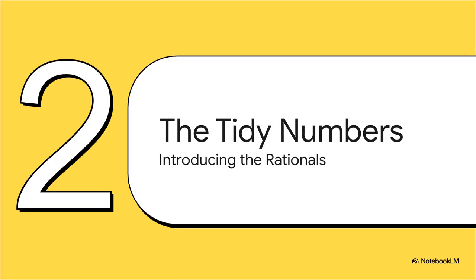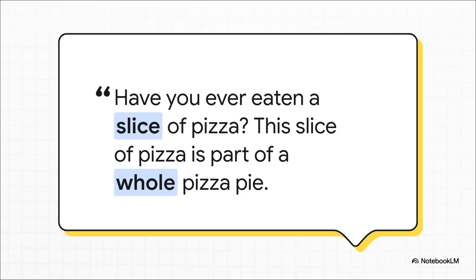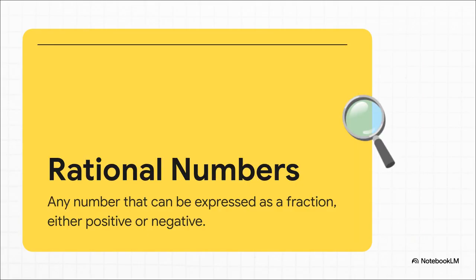All right, so far so good. We've been dealing with whole things, right? But life isn't always that neat. The world is full of pieces and parts, which brings us to our next big category, what I like to call the tidy numbers. I mean, think about it. Integers are fantastic, but they can't help you describe that one slice of pizza we talked about, or half a cup of flour for a recipe. We need a way to handle these in-between values, these parts of a whole. And that's where rational numbers come in.